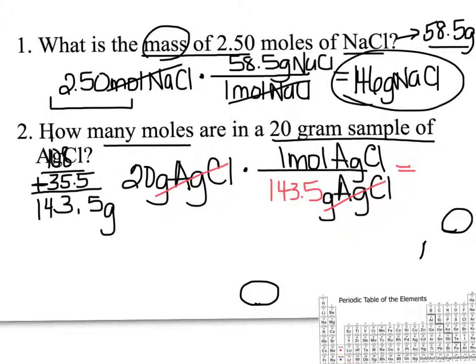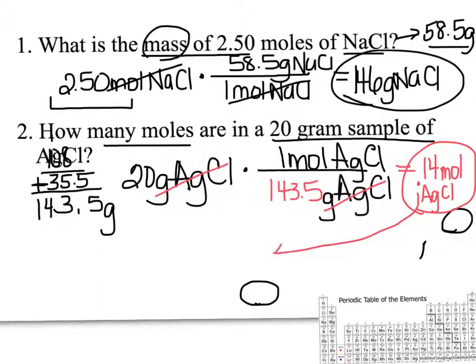All right, and we get 0.14 moles of silver chloride. Technically, again, if we wanted to pay attention to significant digits, this 0 doesn't count. So in reality, we would have to say this was 0.1 moles of silver chloride. I'm not going to get that picky with you guys, but as long as you're setting them up properly, that's really what I'm concerned about.